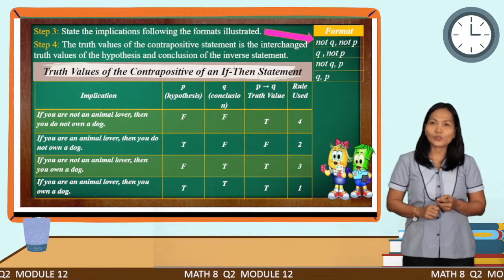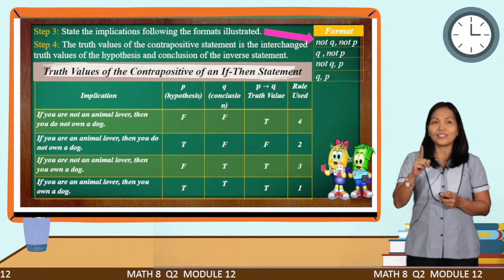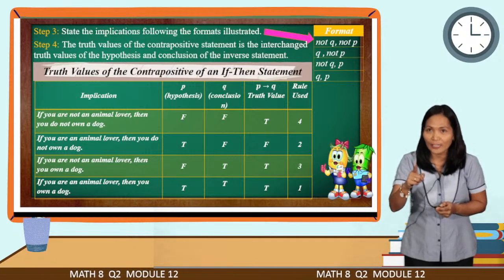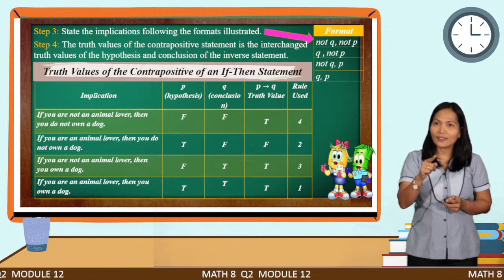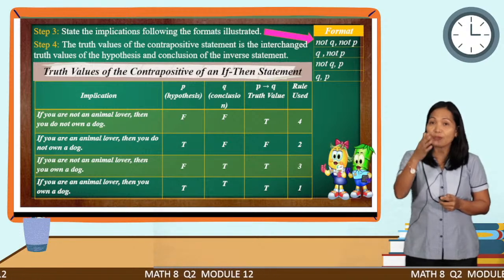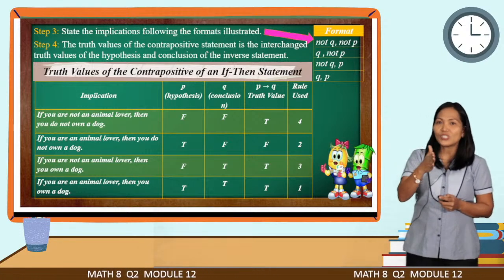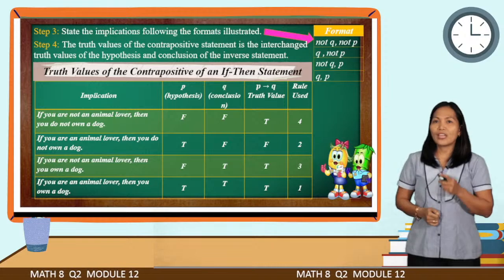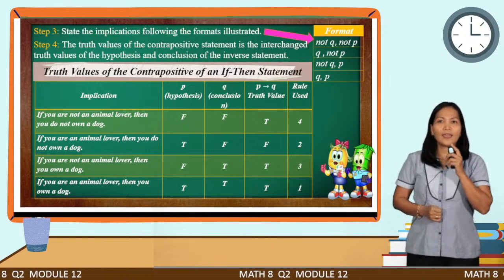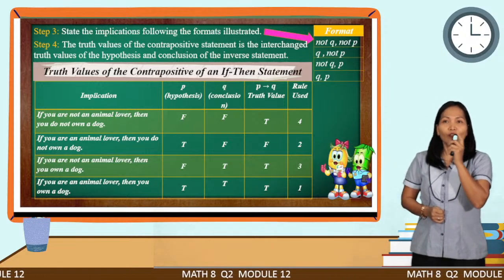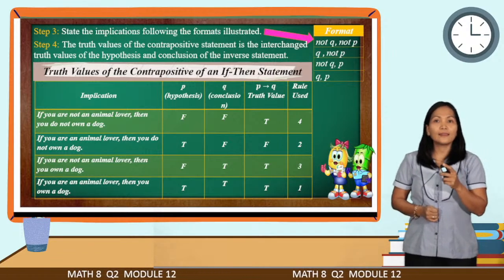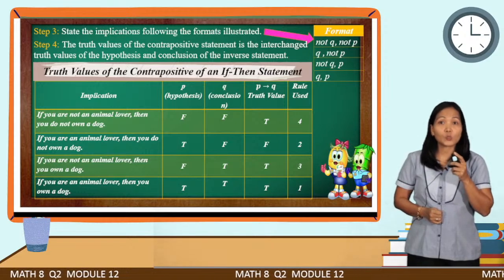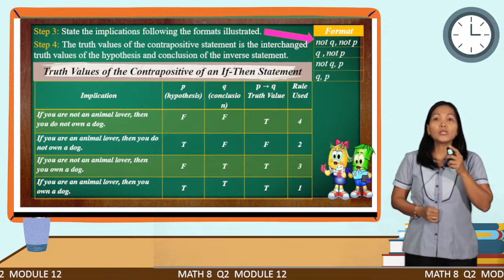For the third implication, if you are not an animal lover, that's the hypothesis. Is it false or true? It's false because of the word not. It negates the original. Our conclusion, then you own a dog. It has the same thought as the original, so it's true. So if the hypothesis is false but the conclusion is true, then the decision is true. And that is rule 3.